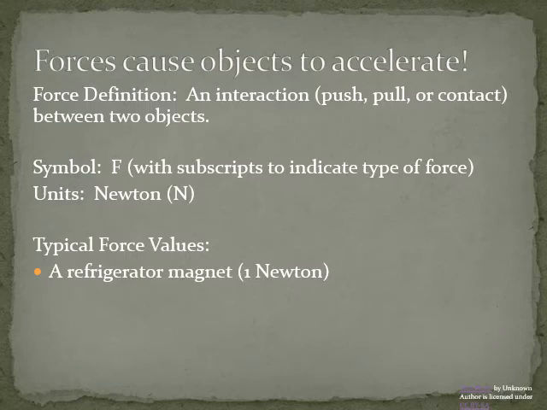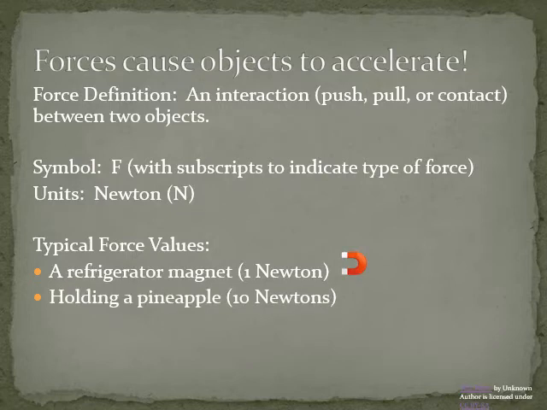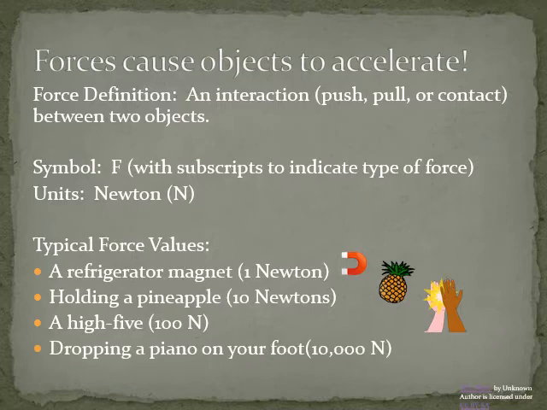It's important that you have a sense of how big certain amounts of forces are. So if you imagine a refrigerator magnet, how hard it is stuck on the refrigerator, that would be about 1 Newton of force. The pineapple, if you're holding a pineapple, the amount of force it exerts on your hand would be about 10 newtons. So back to our friend, the 1 kilogram pineapple, the amount of gravitational force acting on it is 10 newtons. Give someone a high five, it's probably about 100 newtons. And if you drop a piano on your foot, that would probably exert about 10,000 newtons of force on your foot.